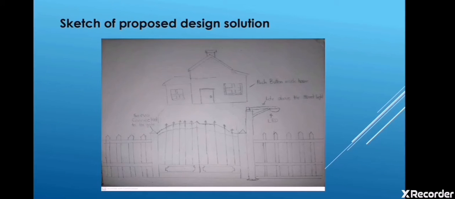So this is my sketch proposed design solution. As you can see, the gate must be a gate that can be controlled, and it is represented by a servo motor, which can also be controlled by a push button, an LDR on the street light to detect the luminosity, and an LED light to indicate that it is the street light.